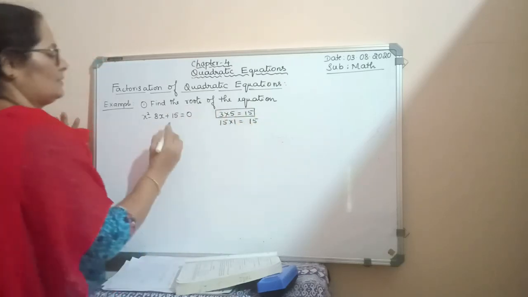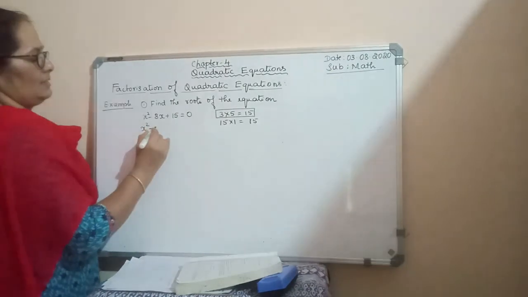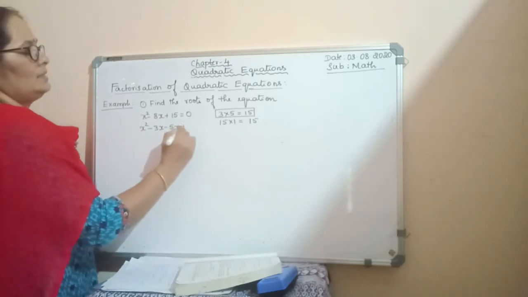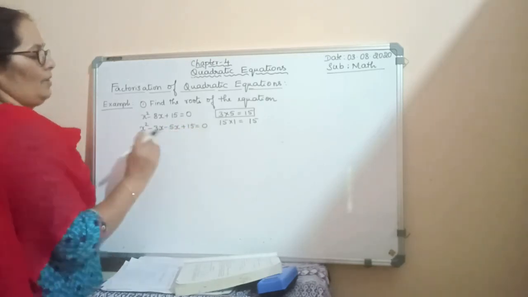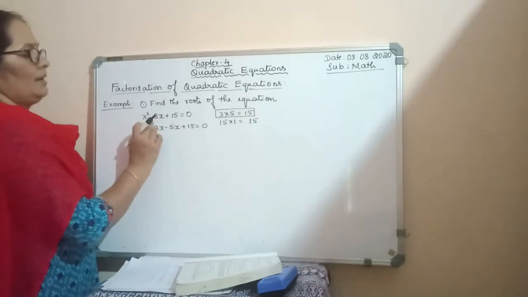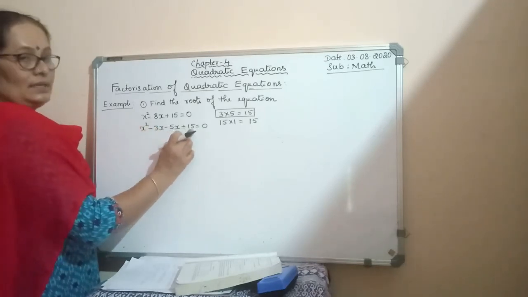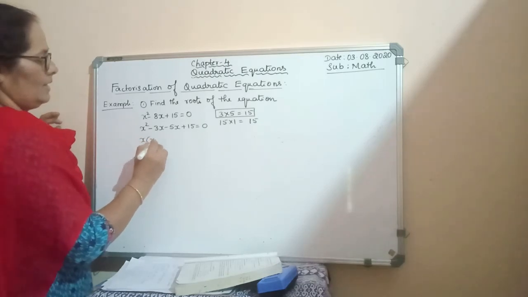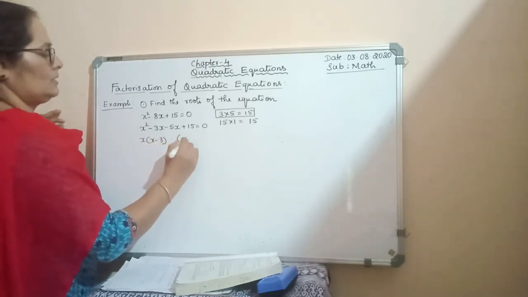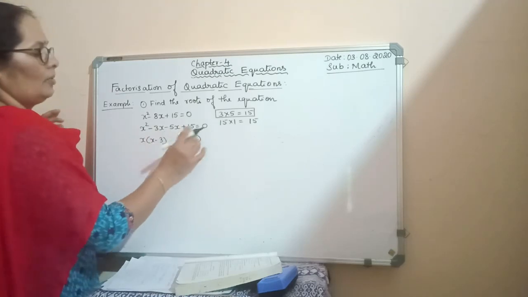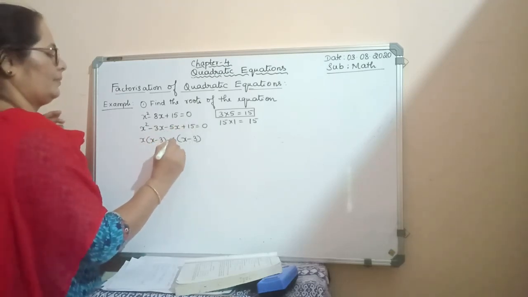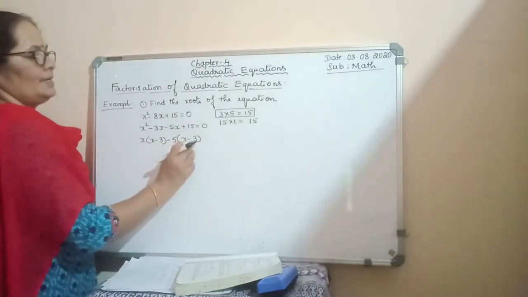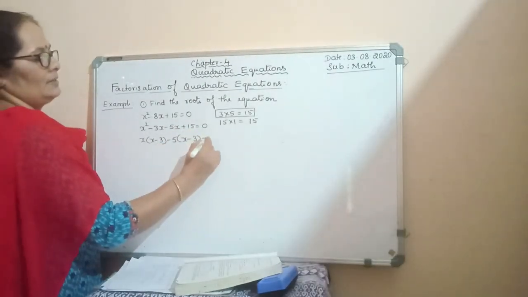This one. So x square minus 3x minus 5x plus 15 equals 0. Minus 3 minus 5 is minus 8. 3 into 5 is 15. Okay. Now here x is common, x minus 3, and here also x minus 3. So common factor is 5. So minus 5 into (x minus 3), minus 5 into minus 3 is plus 15.